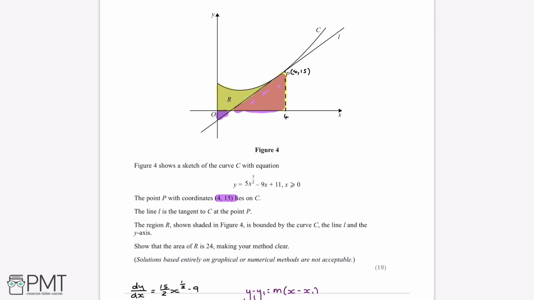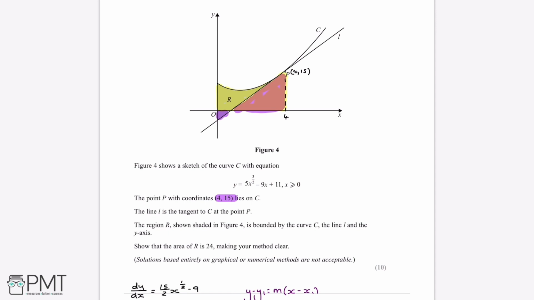So you may be able to see that if we were to integrate the equation of the curve C between 0 and 4, and then took away from that the integration between 0 and 4 again of the line L, we would actually find the area R. That's because it would take away this big triangle that we have here from our area, and it would also add on this small triangle here. The reason it would add on is because if we're taking away a negative, this leads to addition.